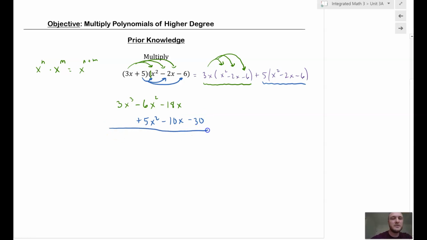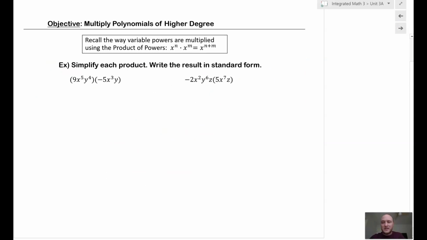Okay, and all I'm going to do is add these together. So 3x cubed. Negative 6 combined with a positive 5 gives us a negative 1x squared. And negative 18 combined with negative 10 is a negative 28x, minus 30. And there you have it. Really, that's something that you did in accelerated math or in regular Math 2, and that we're going to be doing in Math 3, but we're going to take it to a higher level.